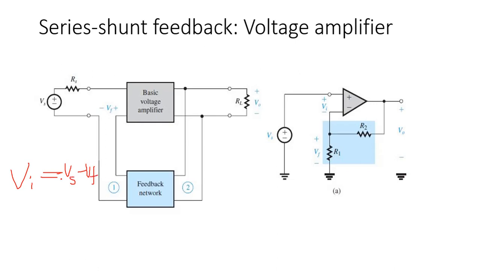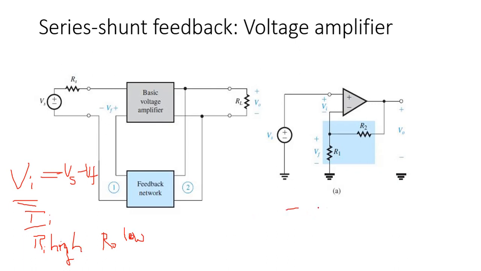This Vi voltage, which is the input to the voltage amplifier, is small. So when Vi is small, the current I to the basic voltage amplifier is small. So for the current to be small, the resistance R should be high. So the input resistance is high and the output resistance of the voltage amplifier is low. This is one of the properties of the voltage amplifier.